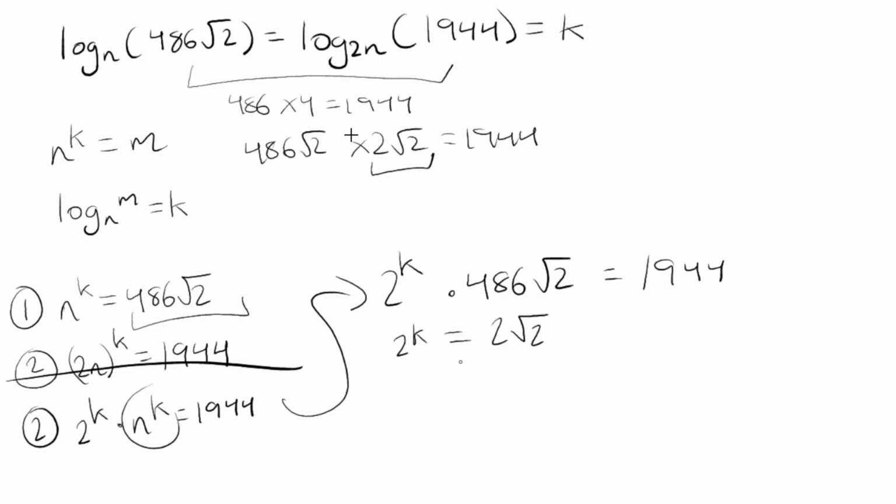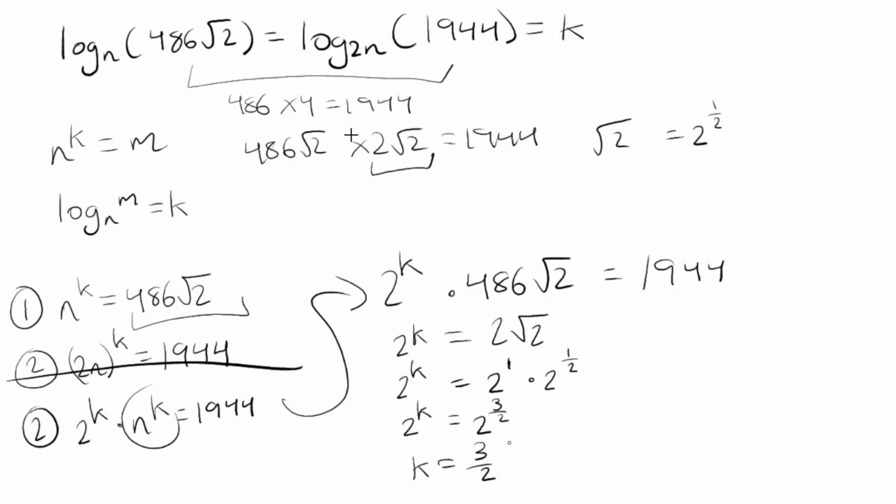What do we do from here? Well, what's root 2? Root 2 is 2 to the 1/2, right? So we're saying 2 to the k equals 2 to the 1 times 2 to the 1/2. Same base, so let's just add the exponents. So 2 to the k is 2 to the 3/2. And just by comparison, the bases are the same, so the exponents must be equal. So k is 3/2.